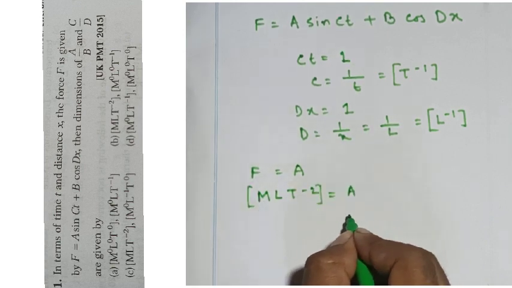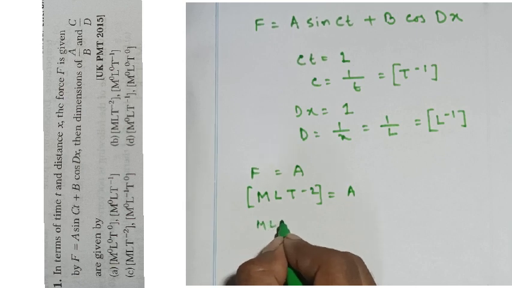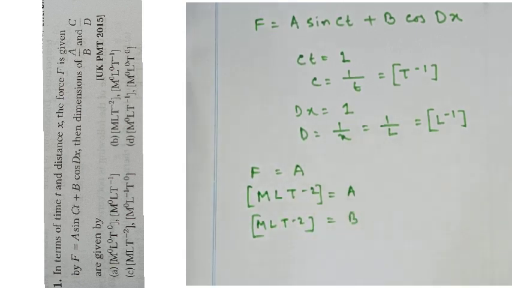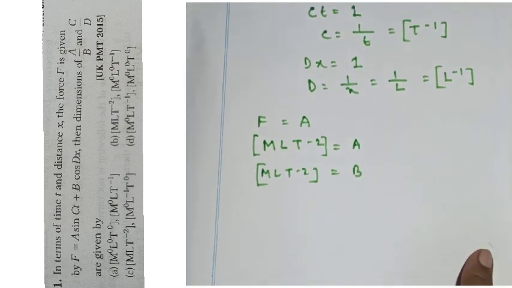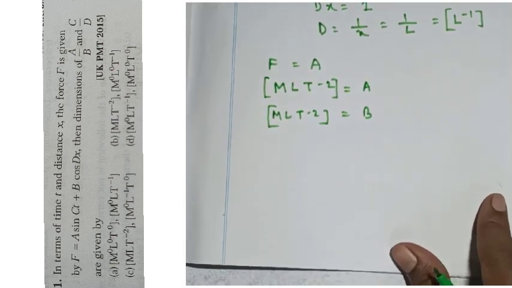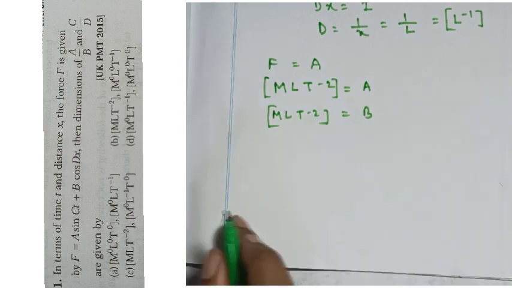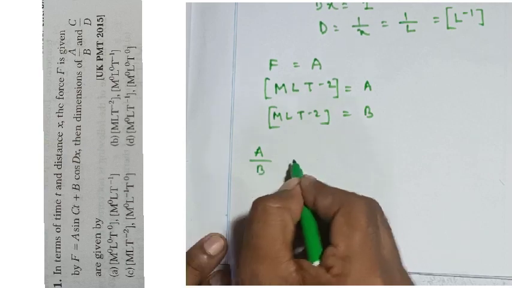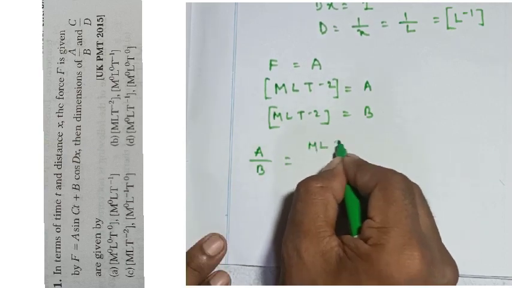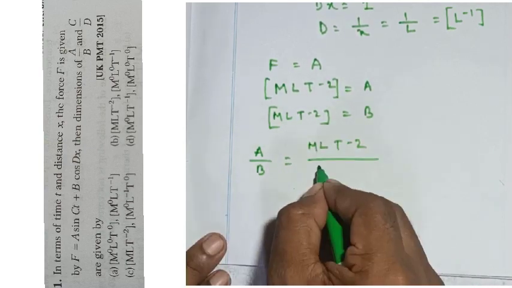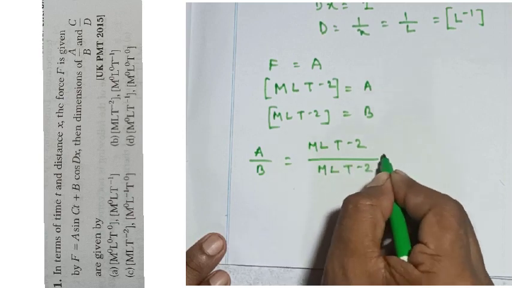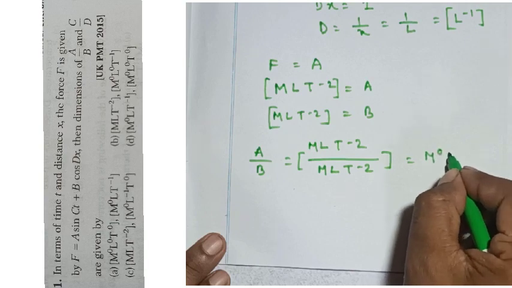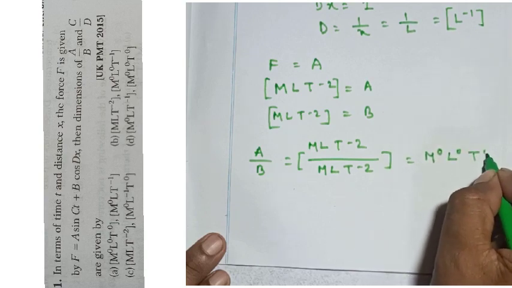And another thing is that here M L T to the power minus 2 is also the dimension of B. So according to the question, we have to calculate the dimension of A by B and the dimension of C by D. So here we easily say that A by B is M L T to the power minus 2 divided by M L T to the power minus 2. Here we get the dimension of A by B as M to the power 0, L to the power 0 and T to the power 0.